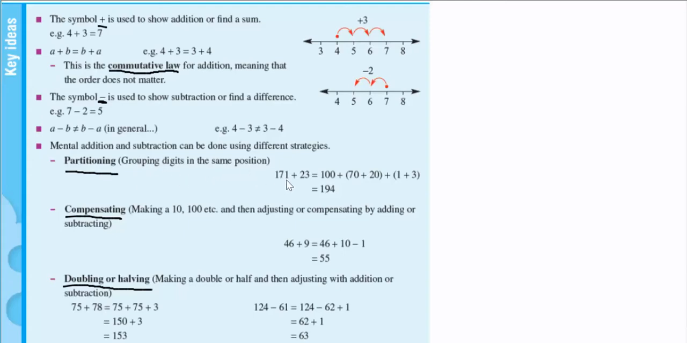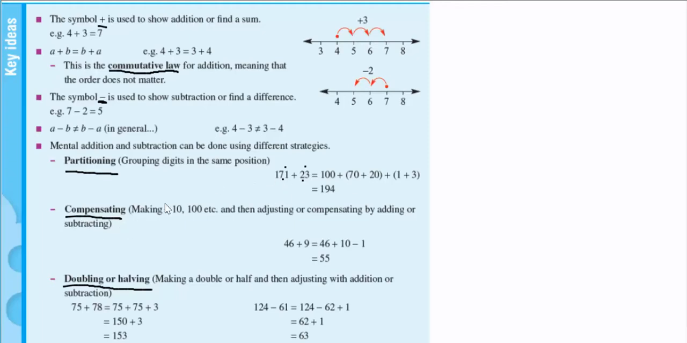So if we had 171 plus 23, you might take the 100 out separately. Then you might add the 70 and the 20 together. Then you might add the 1 and the 3, the single units. So you'd end up with 100, 70 and 20 is 90, and 1 and 3 is 4, so 194. So that's partitioning, grouping them up into their various values, or place value is another way to think of that.